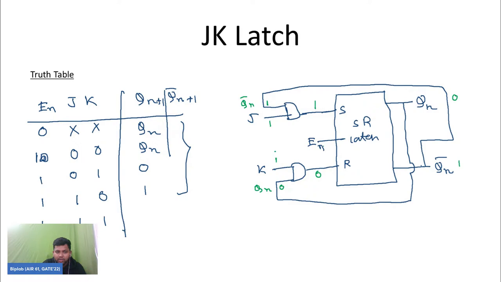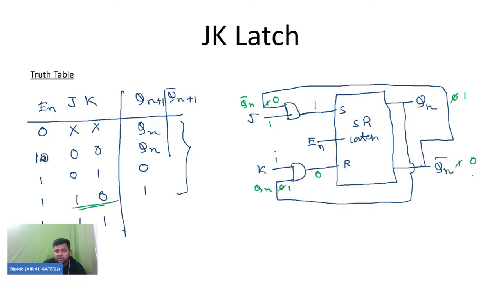So 0 will be changed to 1. 1 will be changed to 0. So the output changes. Okay. Fine. Now the new Qn is 1. So here also the input will change, because the previous output is changed.